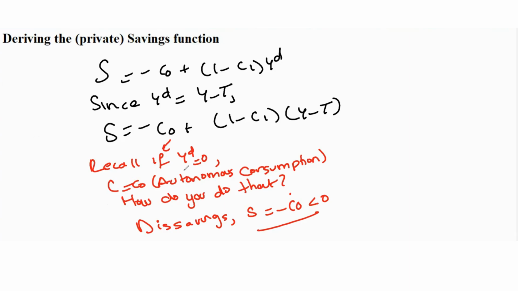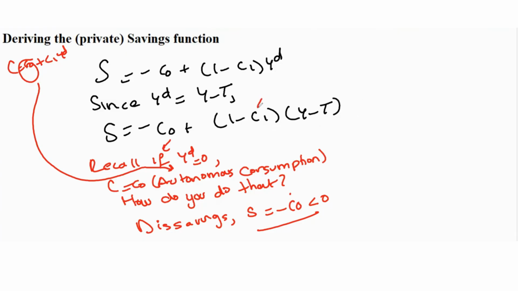So the way you're able to consume, like we talked about in our consumption function, which is C is equal to C naught plus C1 YD, where C naught was autonomous consumption, is possible because you use your savings. You do dissaving, because when disposable income is 0, we can see savings are equal to minus C naught, which is less than 0. So this also answers that.